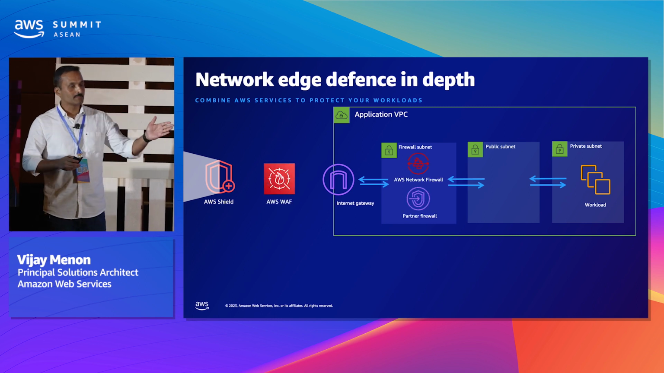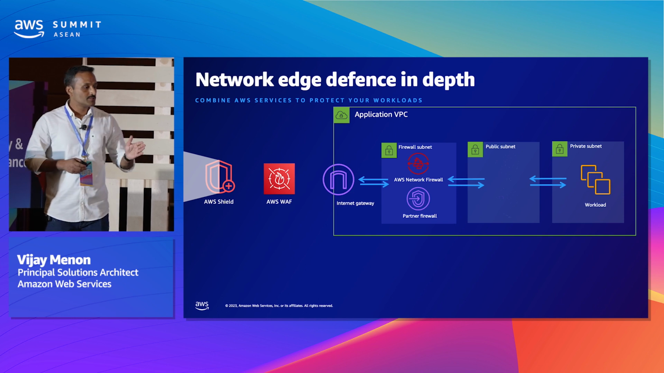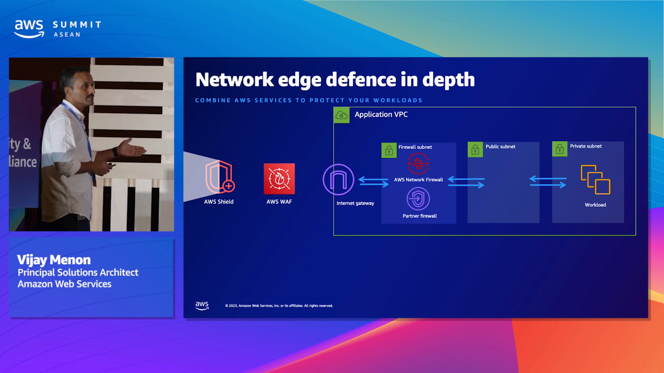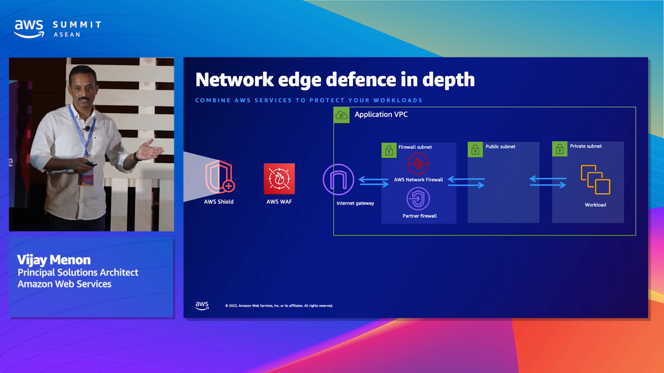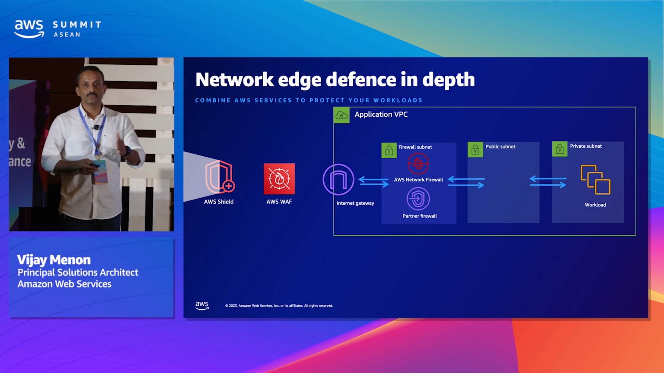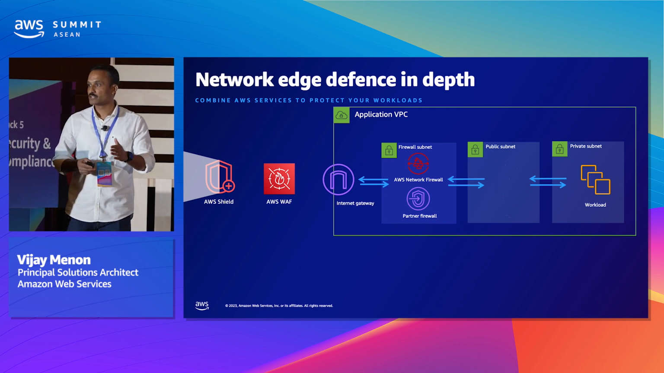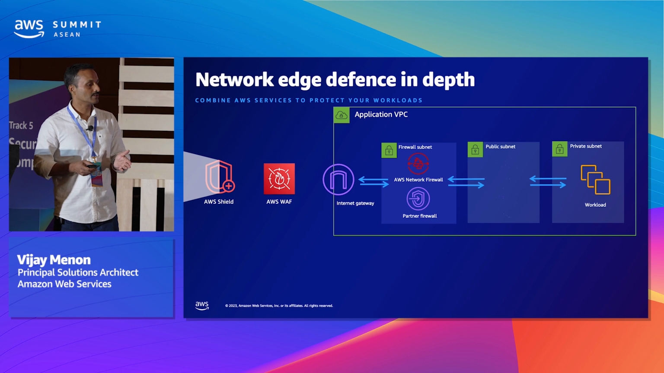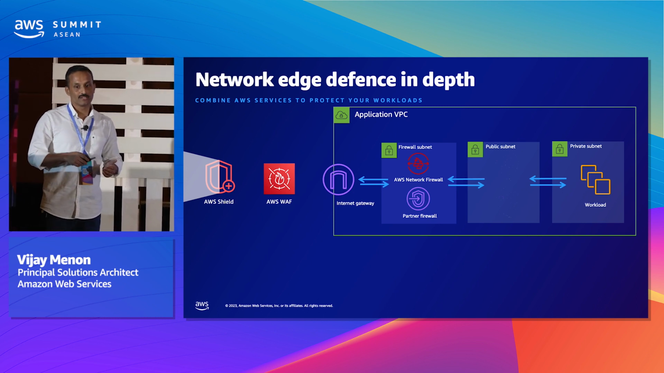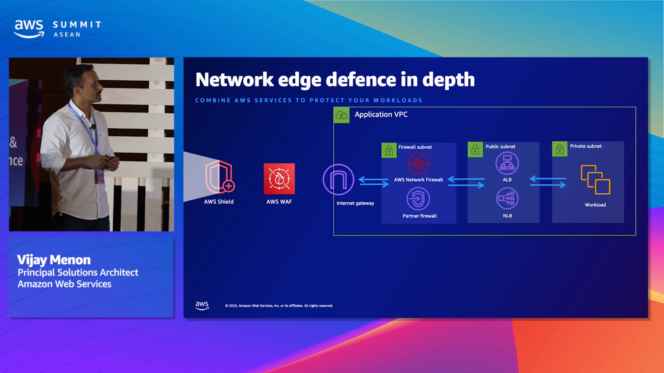Right? Once it passes through AWS Shield, you can choose to send the traffic through AWS WAF if your traffic is web traffic, HTTP or HTTPS traffic. Or if it is non-HTTP, HTTPS traffic, you can choose to send the traffic through next generation firewalls like AWS Network Firewall and any third-party firewall which can integrate with Gateway Load Balancer. I'll talk about that also in subsequent slides.